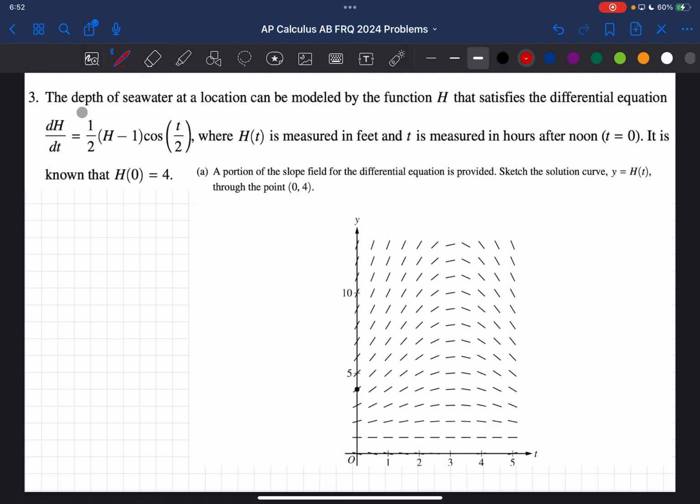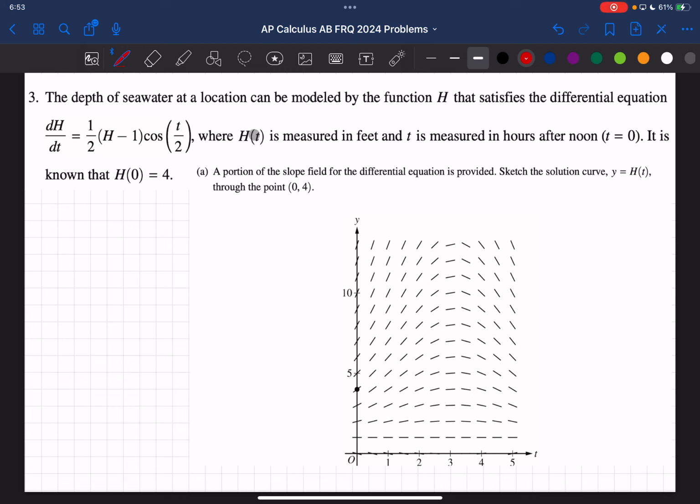For number 3, the question says the depth of seawater at a location can be modeled by the function h that satisfies this differential equation. Now, h of t is measured in feet, and t is measured in hours after noon, where that is t equals 0. Now, it is known that h of 0 equals 4, so that means the depth of seawater at noon is 4 feet.